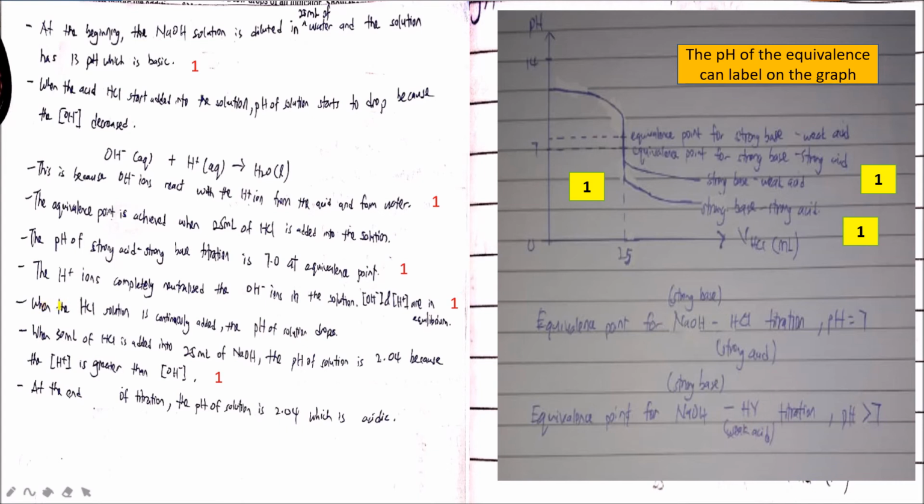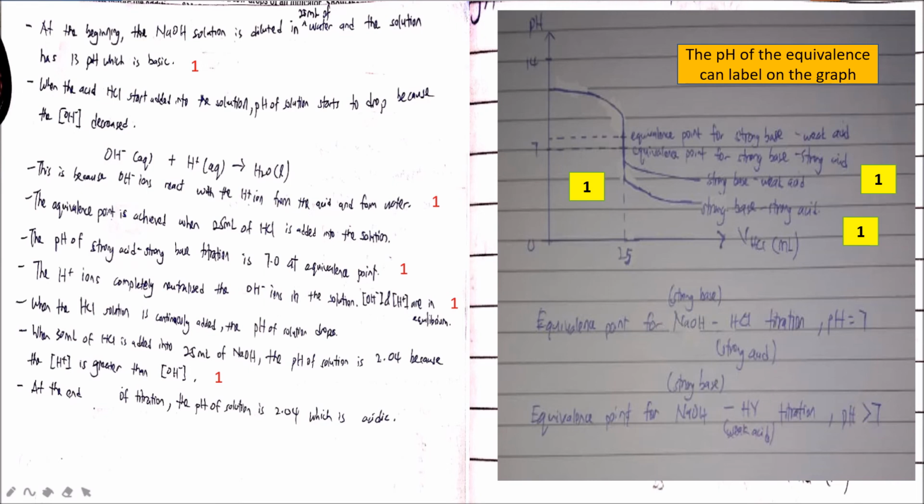After this, when the HCl solution is continuously added into the solution, the pH of the solution will decrease. And finally, the 30 ml of HCl is added into 25 ml of NaOH, and we get the pH of the solution is 2.04, that is acid. So there is 5 marks in the explanation part. So now we are going to the next part, drawing graph. This part, you can aim for 4 or 3 marks.